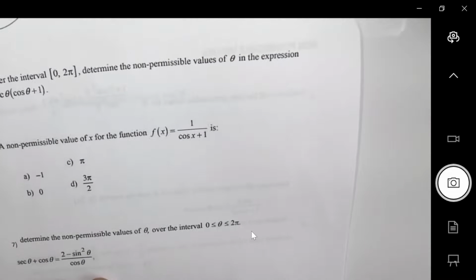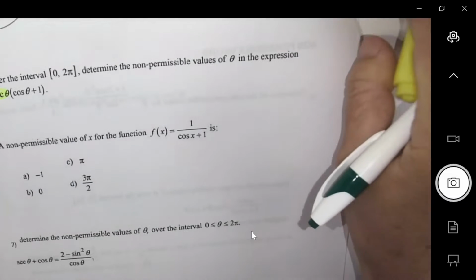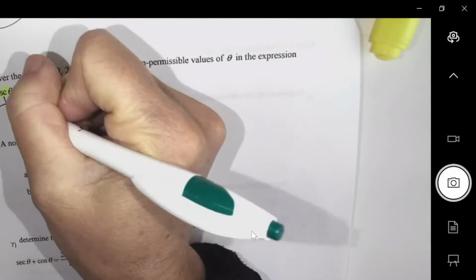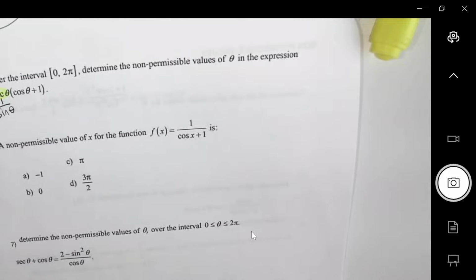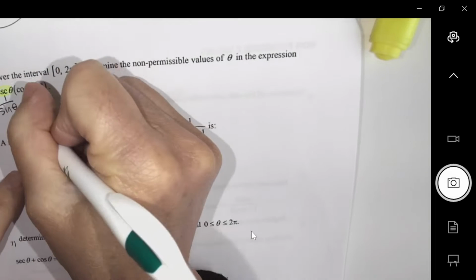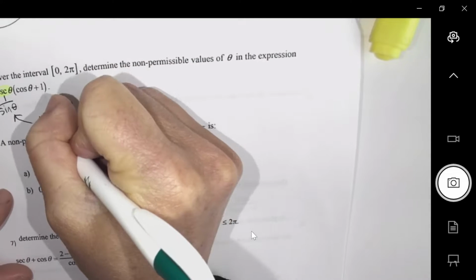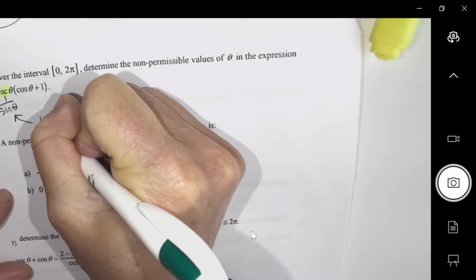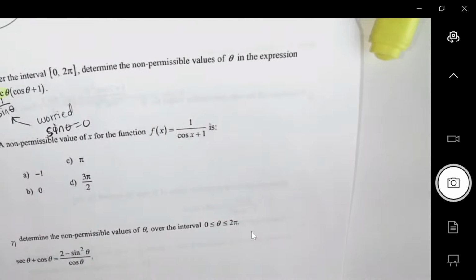Okay, determine the non-permissible values. So cosecant is the issue here. What is cosecant the flip of? 1 over sine of an angle. So what am I worried about? I'm worried about sine of the angle being 0.